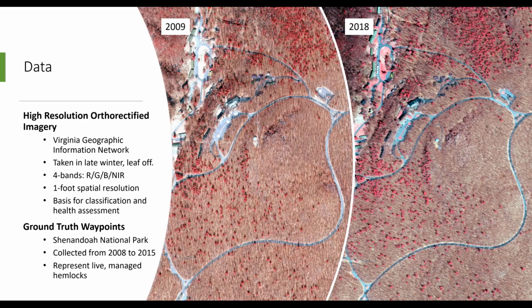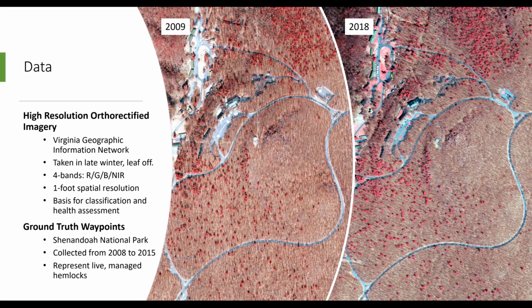And so once I chose my study areas, I needed data that would allow me to map individual hemlock trees. And this was rooted in high-resolution imagery from the Virginia Geographic Information Network from 2 different time periods, 2009 and 2018. The images held 4 bands, the red, green, blue, and near infrared bands, in 1 foot spatial resolution, being shown here in color infrared.